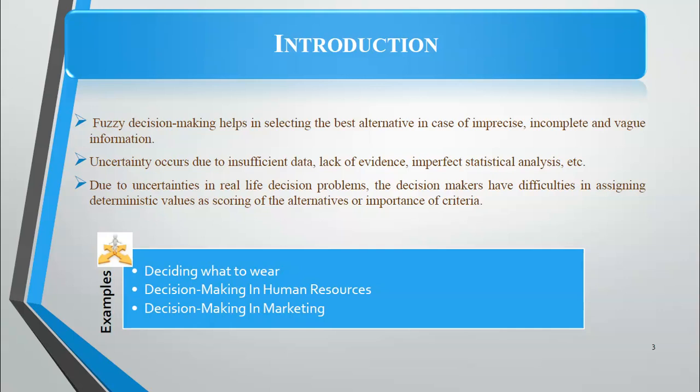Due to uncertainties in real-life decision-making problems, the decision-makers have difficulties in assigning deterministic values as scoring of alternatives or importance of criteria. Some real-life examples of decision-making are deciding what to wear, decision-making in human resources, and decision-making in marketing.